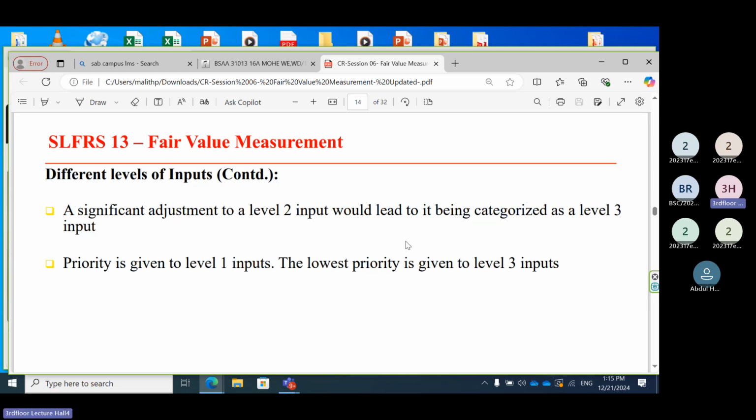The really important fact, right? A significant judgment to a level 2 input would lead to it being categorized as a level 3 input. What do you mean by that? You can see this type of assets in the market. You can observe, but once you are adjusting that price to your asset, you have a significant judgment. If it is so, you have to change that to level 3.